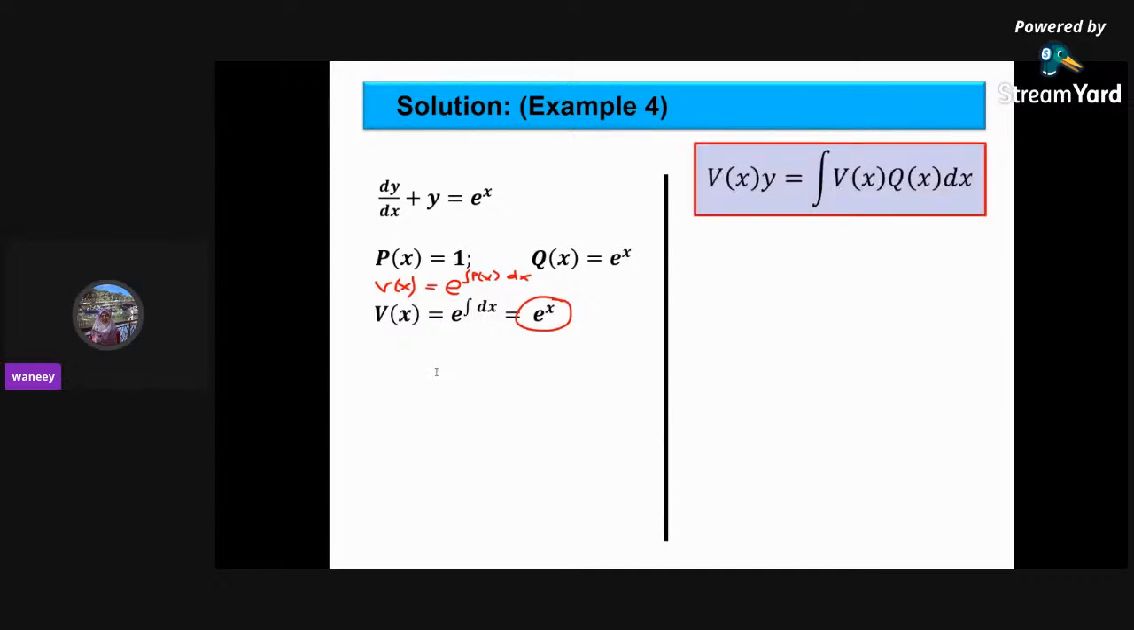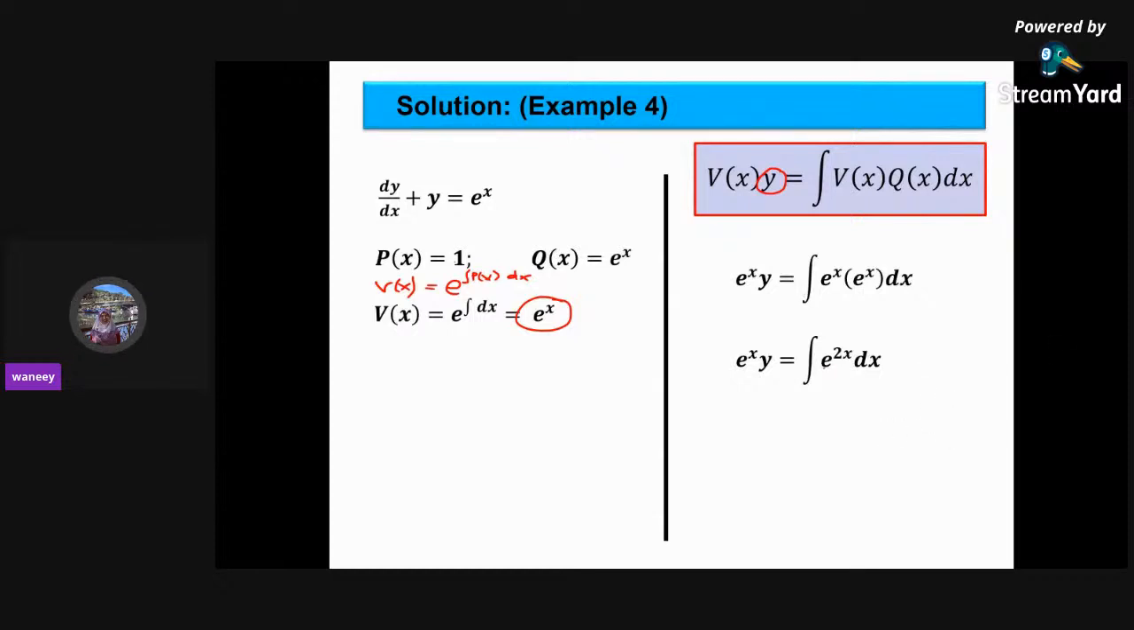For the formula, we have Vxy equal to integrate Vx qx dx. So you're going to substitute your Vx in. Y will stay as a y, so you don't need to change anything. Stay as y. So Exy equal to Ex times with Ex, and then we're going to integrate them. So simplify them. Ex times with Ex will become E2x dx.